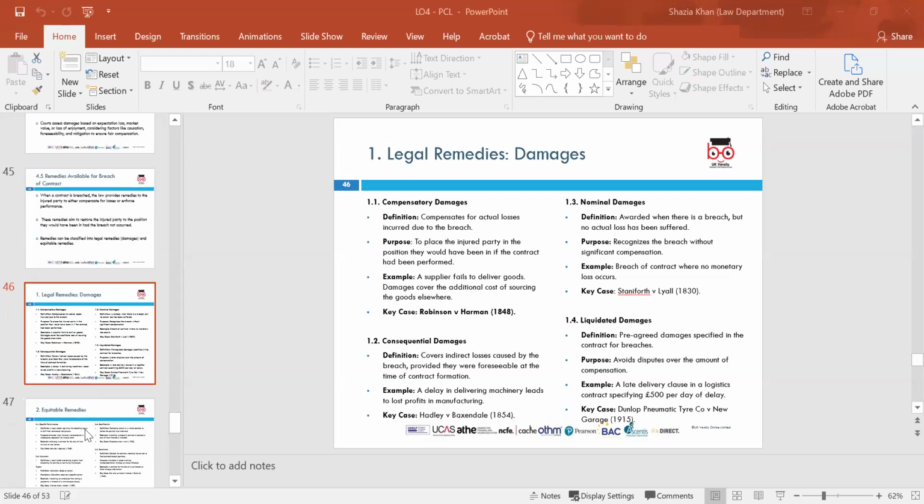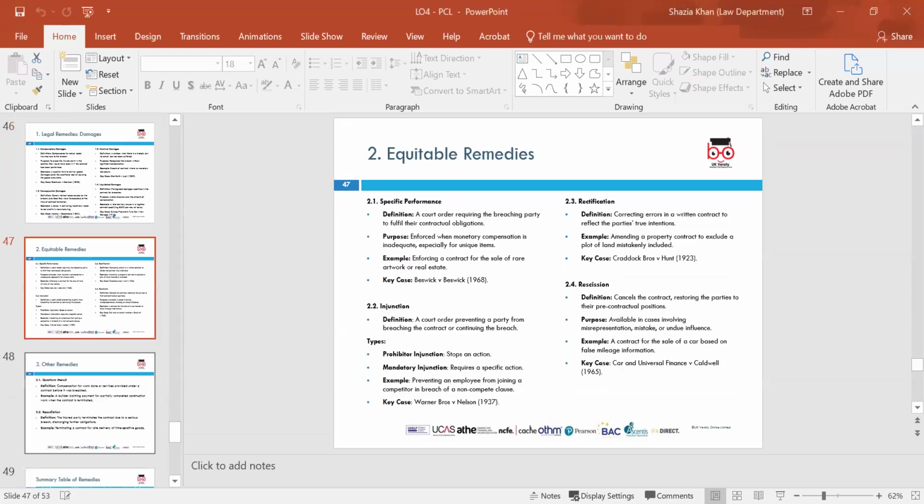Equitable remedies, specific performance, is a court order requiring the breaching party to fulfill their contractual obligations, which we looked at earlier. Injunction, a court order preventing the breach of the contract or the continuation of the breach, which again we looked at earlier. Prohibitory or mandatory type, case of Warner Brothers and Nelson.